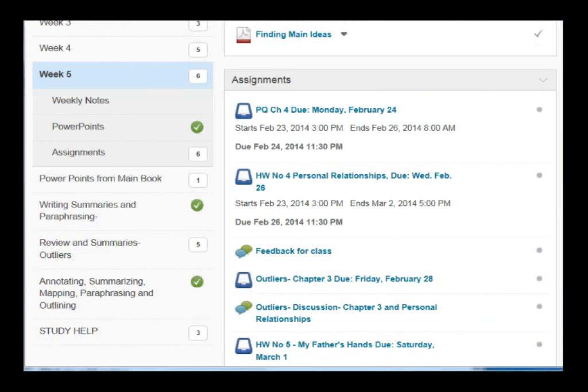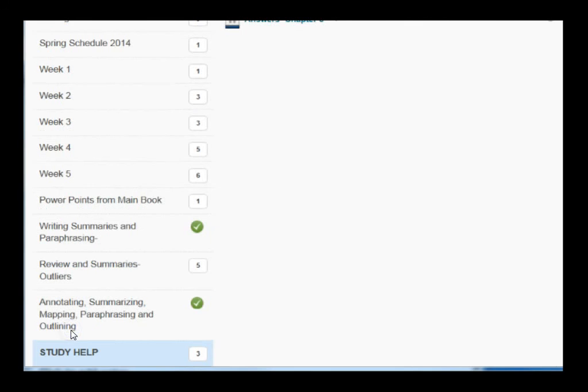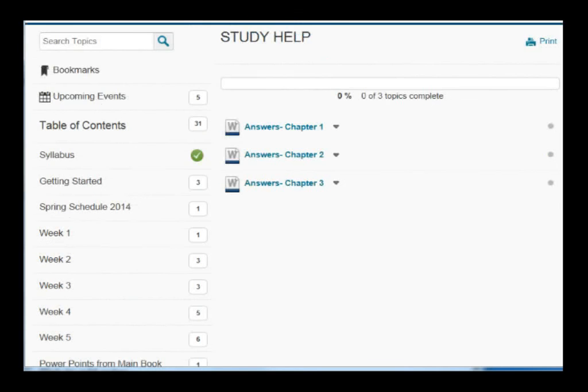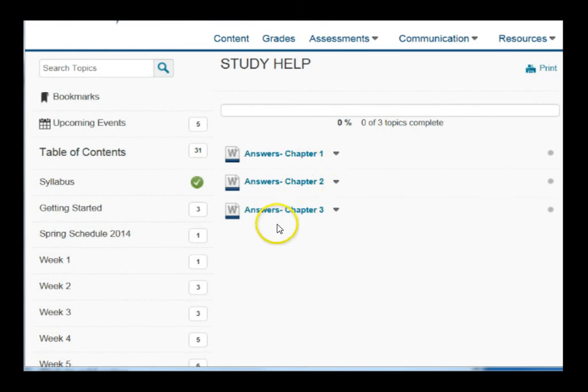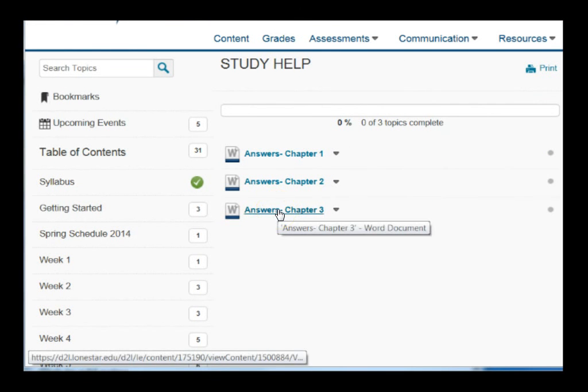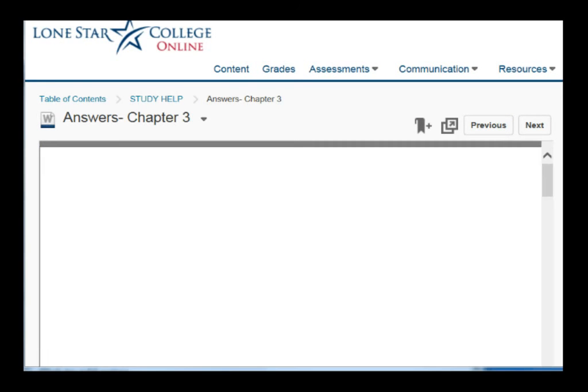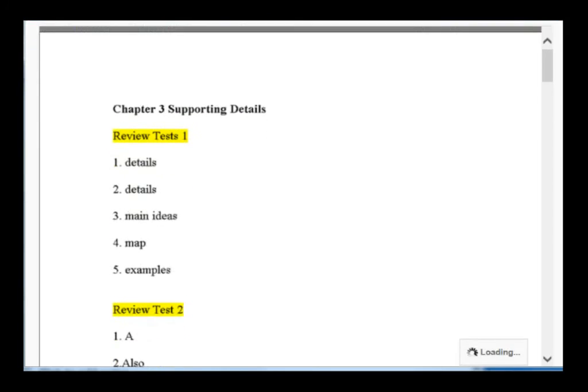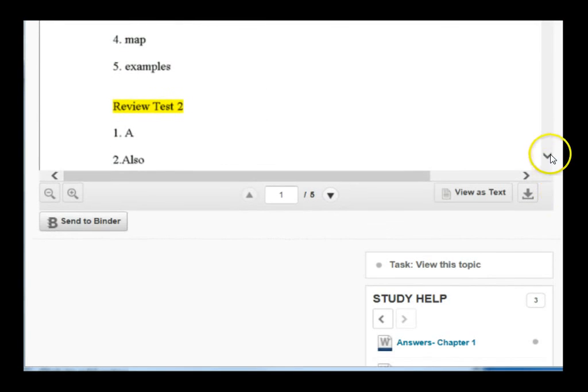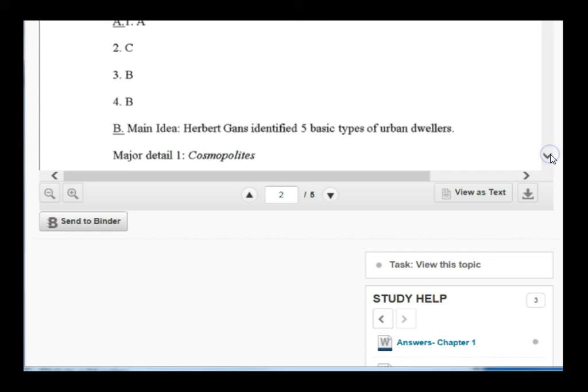Let's go back to the left side of the page, and down from week 5 you find this tab that says study help. Here we have answers for the chapter. For this we have the answers for chapter 3 from last week, and if you open it you will have the answers for all the mastery tests. So chapter 3, all of the review tests are here. If you have done them all, and I hope you have, you can check your answers here.